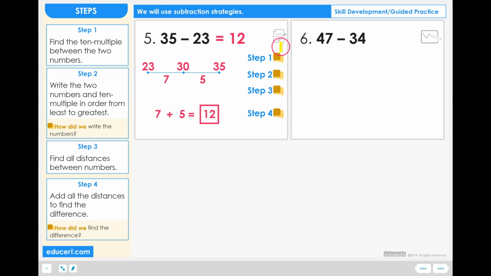All right, you are ready to do problem number 6 using the adding distances strategy and the 4 steps on the side.